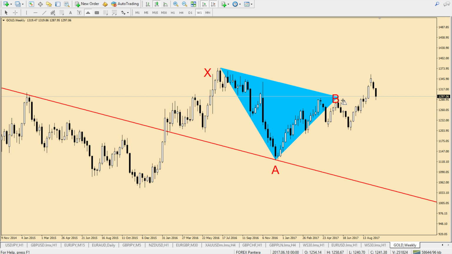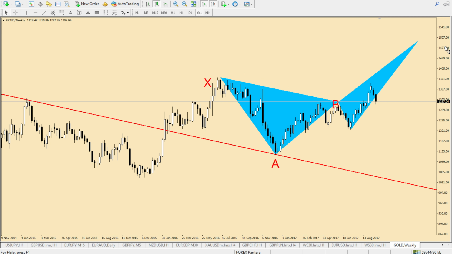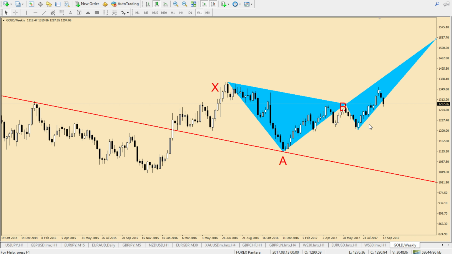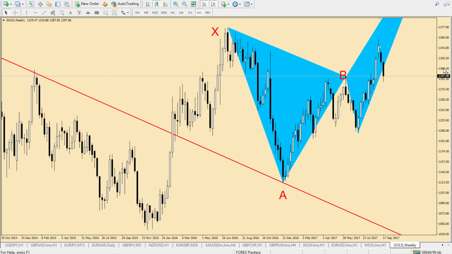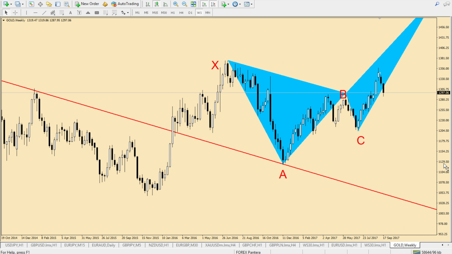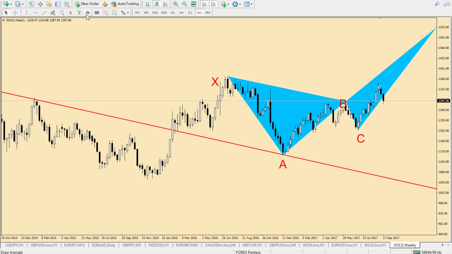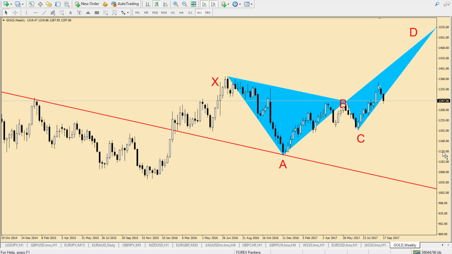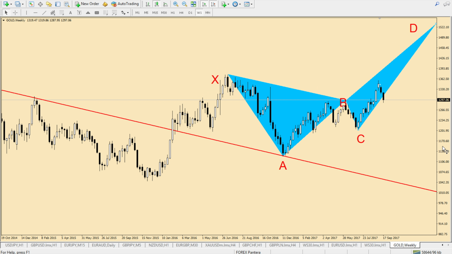So let's take our triangle, and around this level we've got B, C, and D. So that's our bearish crab pattern.